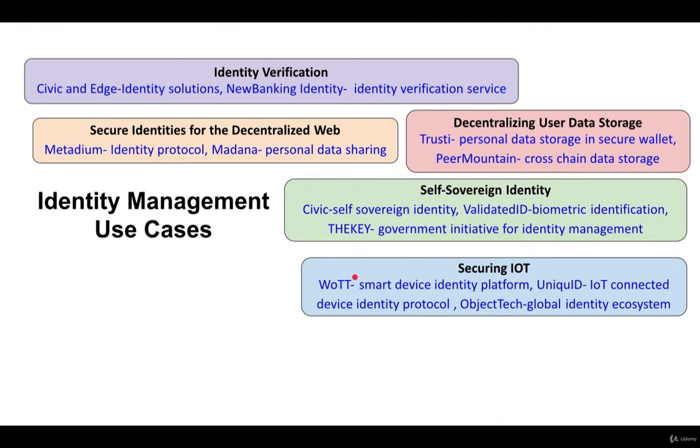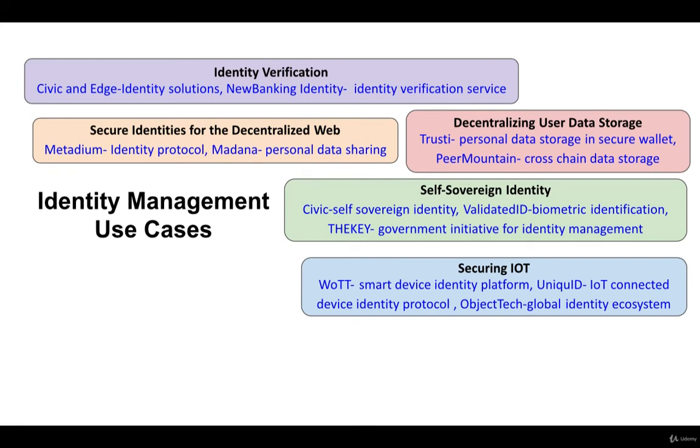WOTT is a smart device identity platform on blockchain. Unique ID is an IoT connected device identity protocol, and Object Tech is a global identity ecosystem. As technology is moving forward, it's not only the information of the government which is stored on the blockchain, but also the devices which we are using. So, while we are talking about IoT-based devices, the information from those devices is on the blockchain.